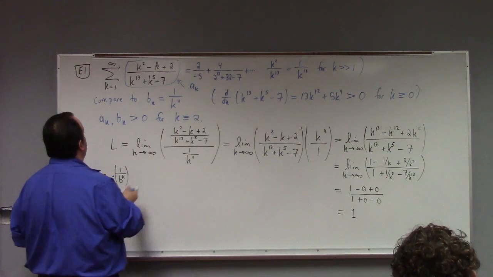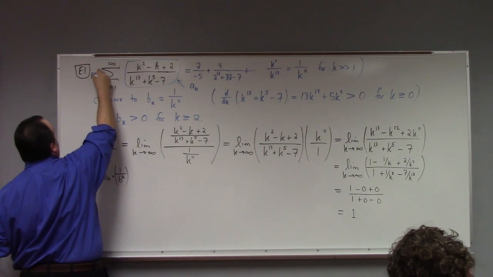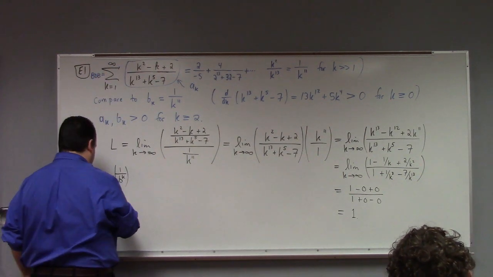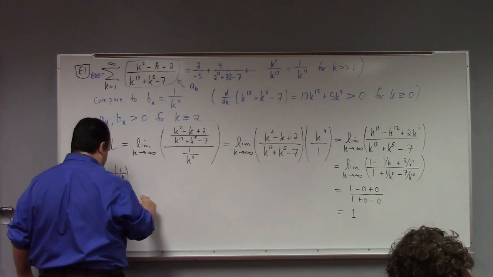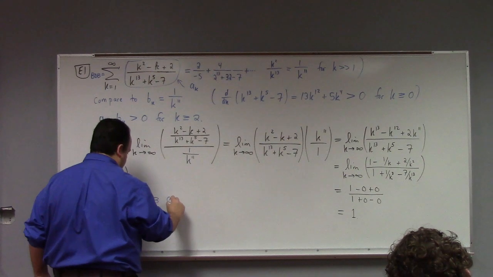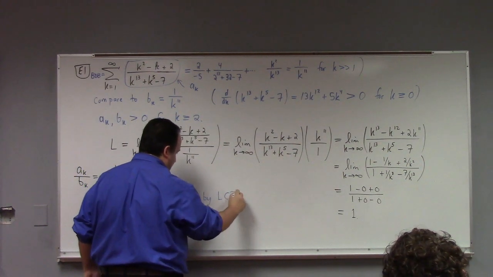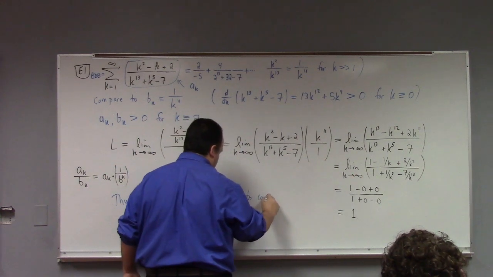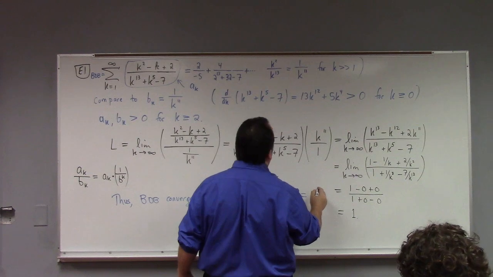So let me give this series a name. I'm going to call it Bob. Therefore, thus, less writing, thus Bob converges by limit comparison test to the convergent p equals 11 series.